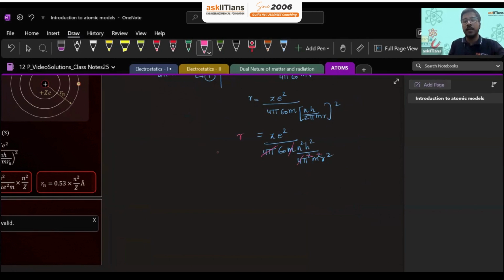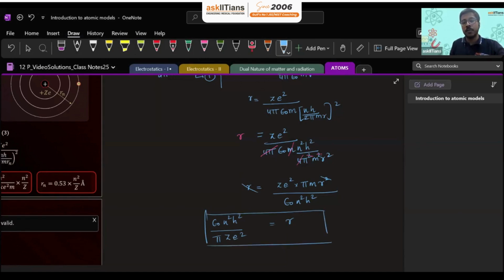Then on the left hand side we had r. Taking this to the numerator, Ze square times pi m r square divided by epsilon naught n square h square. From this, r cancels out again. So the r value is equal to epsilon naught n square h square by pi m Z e square. This is the value of r I'm getting from here. So this is the radius of the nth orbit.